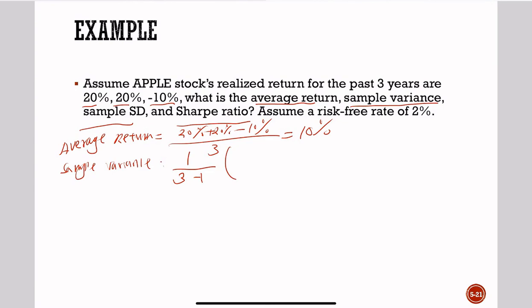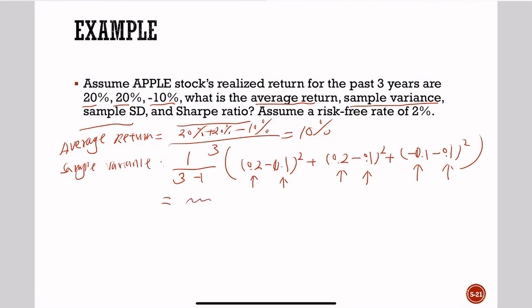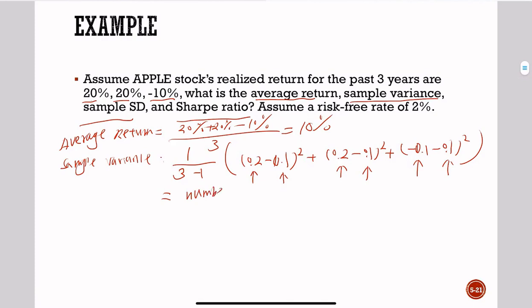So the first guy would be 0.2 minus 0.1 squared plus 0.2 minus 0.1 squared plus minus 0.1 minus 0.1 squared. So you can see that this is the first return 20%, second return 20%, third return minus 10%. This 0.1 is just the average return. So we will get a number. Right? I don't know what the number is here. Let's say this is a number.